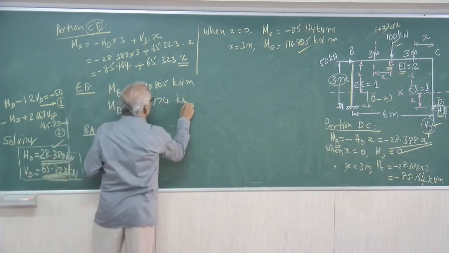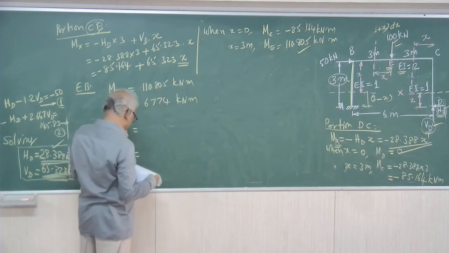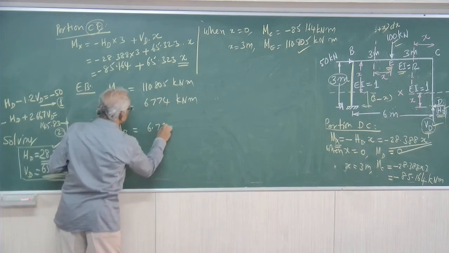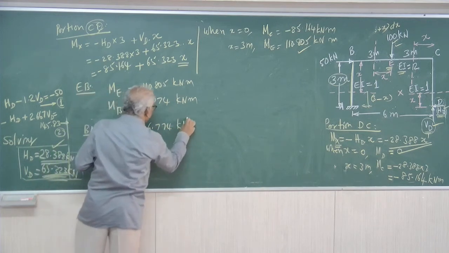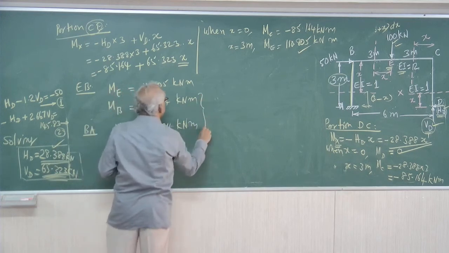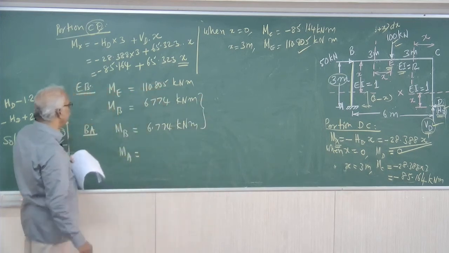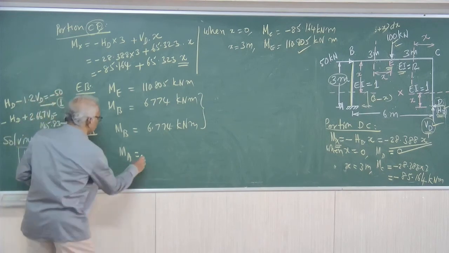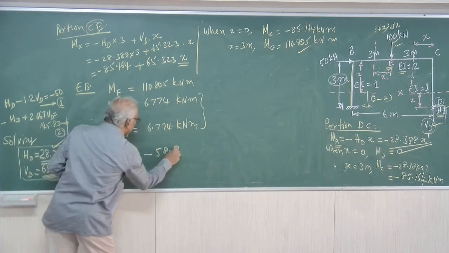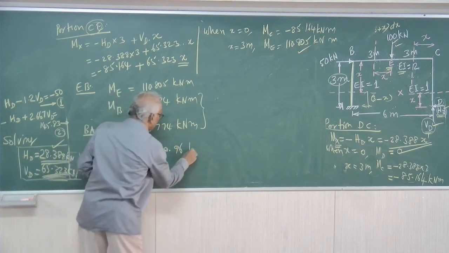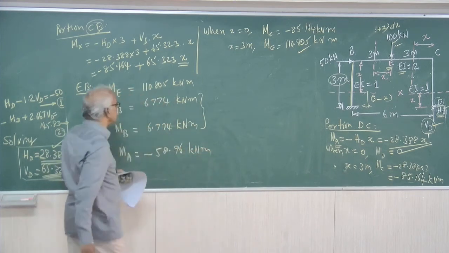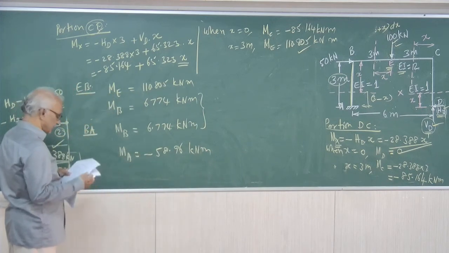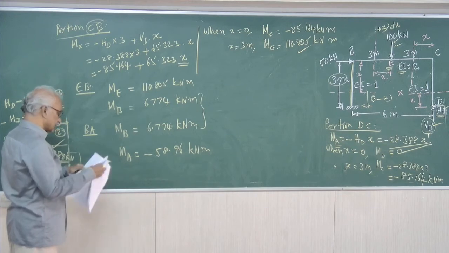6.774 kilonewton meter. When you take BA, MB equal to 6.774 kilonewton meter. So these two values you will have to check everywhere at the point B or C or D. You have to check the values, and this value is minus 58.96 kilonewton meter. So that is about the values. You know the procedure, we can just find out the values like this.